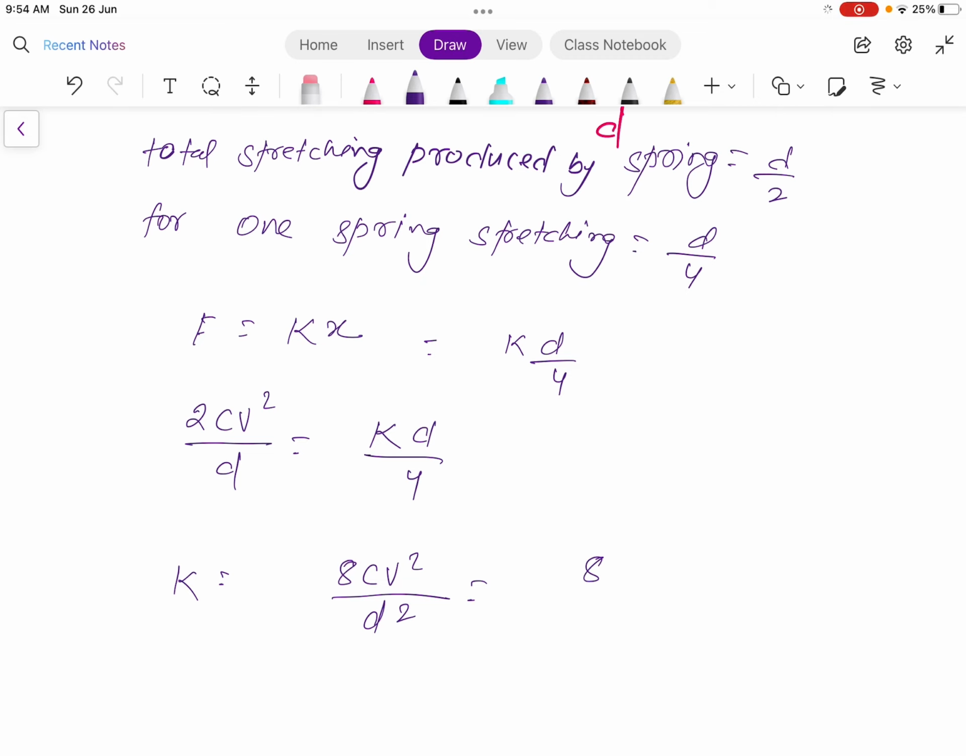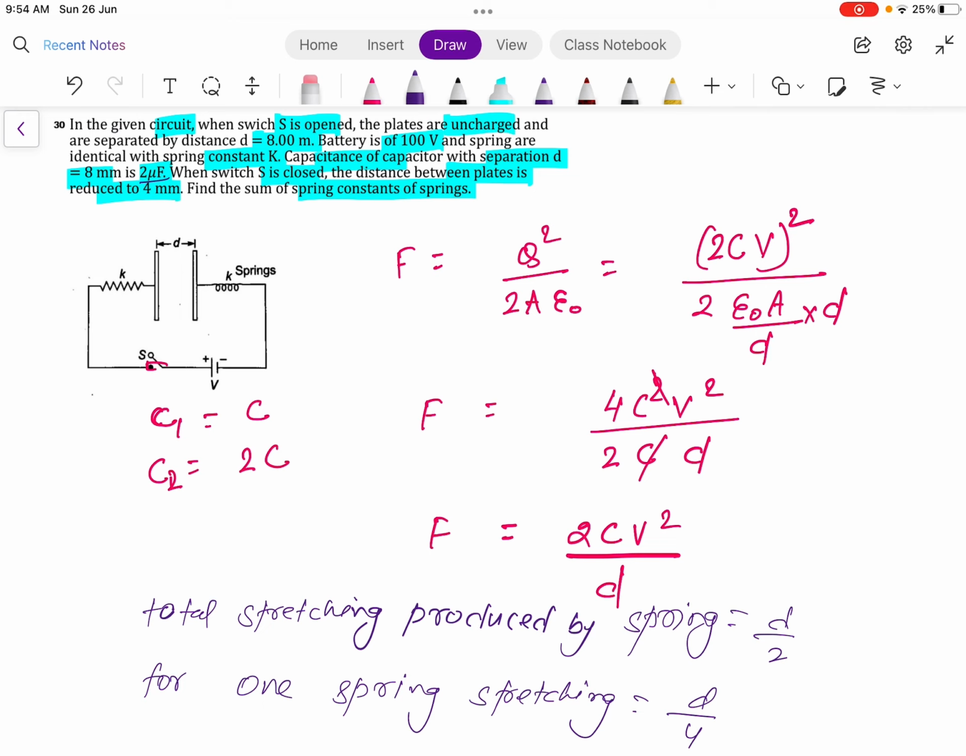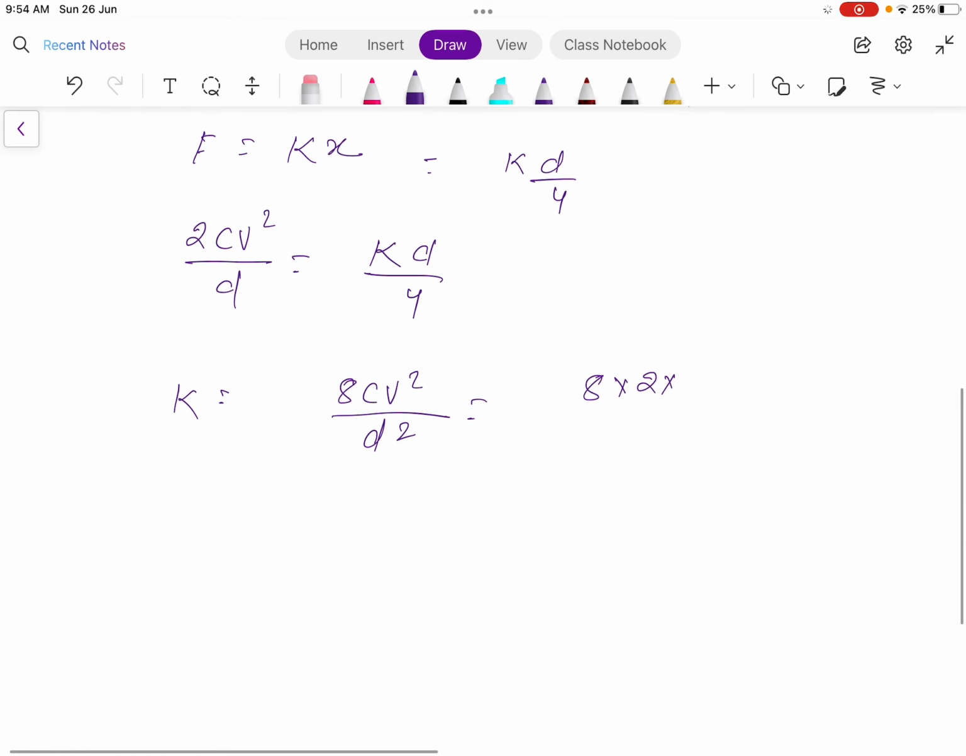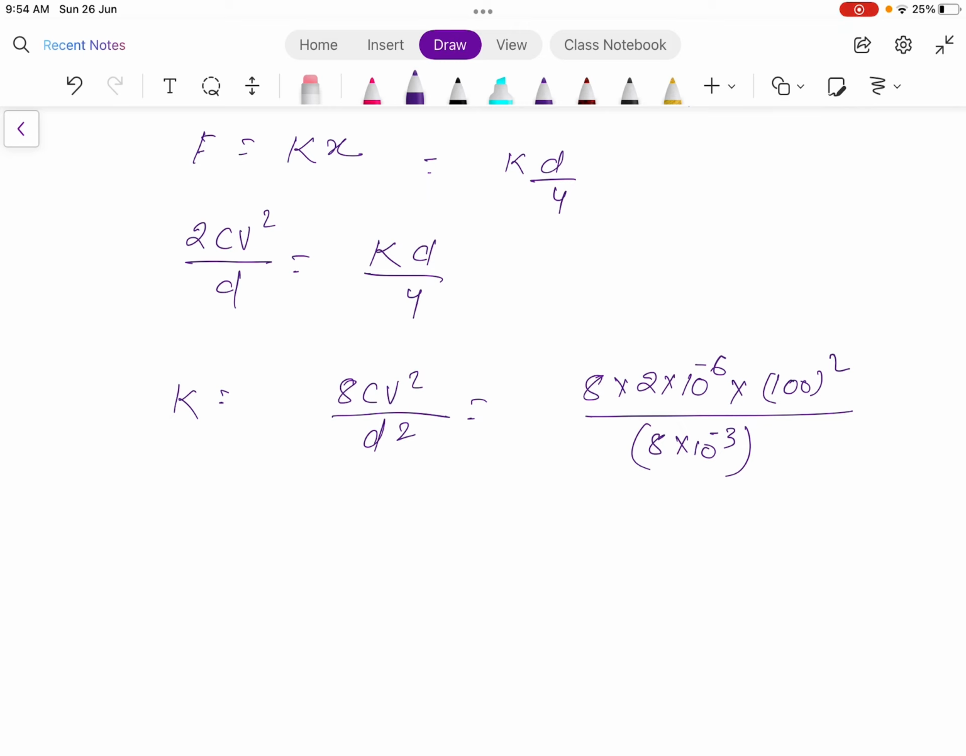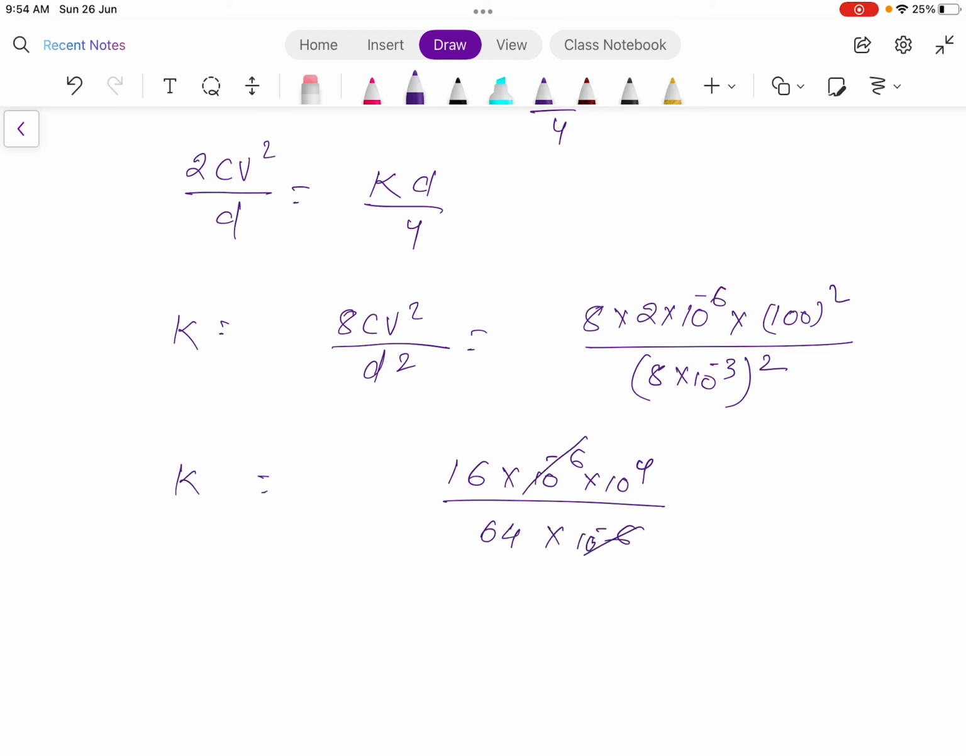So 8, C is 2 microfarad, it is given, so 2 into 10 to the power minus 6, and V is 100 volts, so 100 square, divided by D square. The distance of separation initially was given as 8 millimeters, so 8 into 10 to the power minus 3, whole square. Okay. Now after simplifying, here 16 into 10 to the power minus 6 into 10 to the power 4 by 64 into 10 to the power minus 6. Here it will get cancelled.